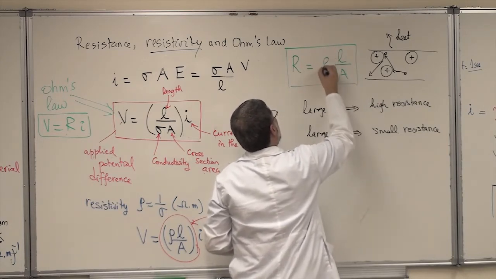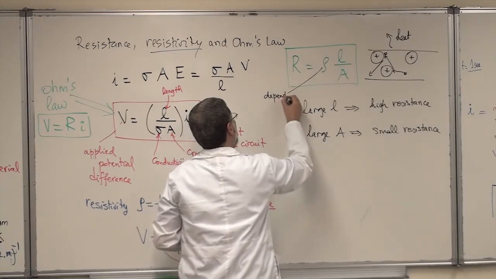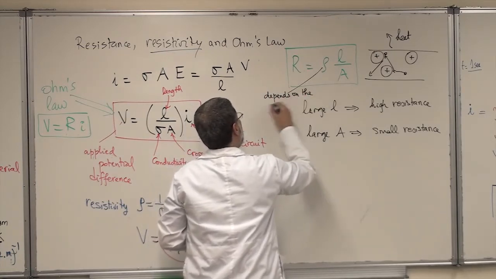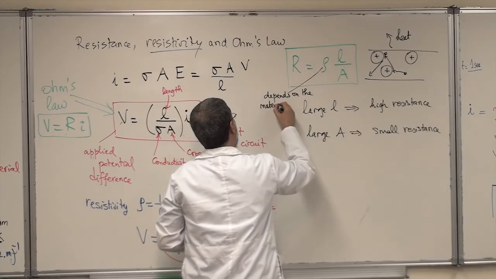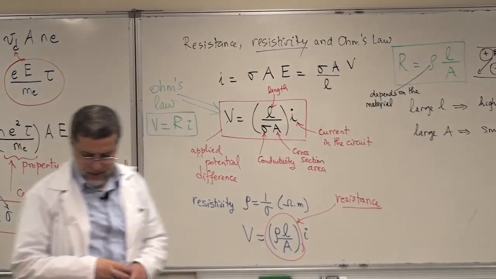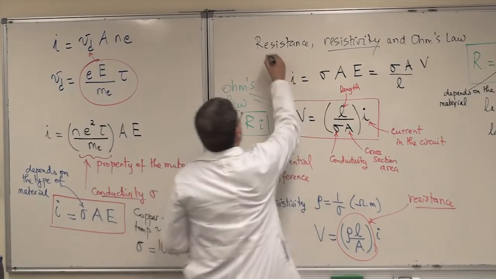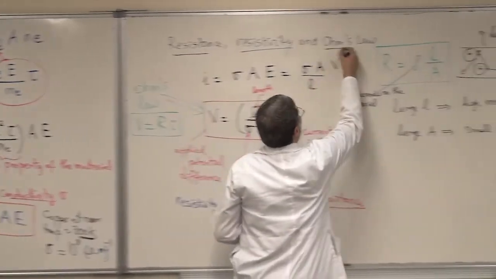And this resistivity actually depends on the material. It also depends on temperature, but we will see later how it depends on the temperature. So this is the idea about Ohm's law: we talked about the resistance, resistivity, and Ohm's law.